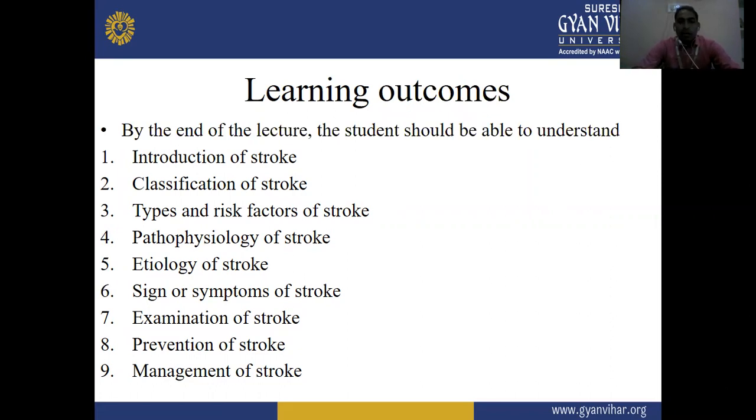Next one is learning outcomes. What are the learning outcomes of stroke? By the end of this lecture, the student should be able to understand the introduction of stroke, classification of stroke, types and risk factors of stroke, pathophysiology of stroke, etiology of stroke, signs and symptoms of stroke, examination of stroke, prevention of stroke, and the last one is management of stroke. These are the learning outcomes of stroke.